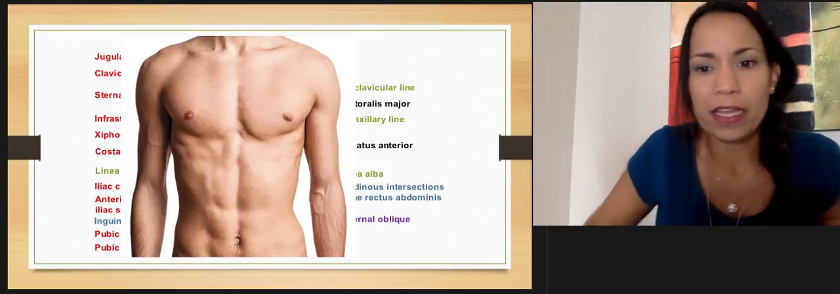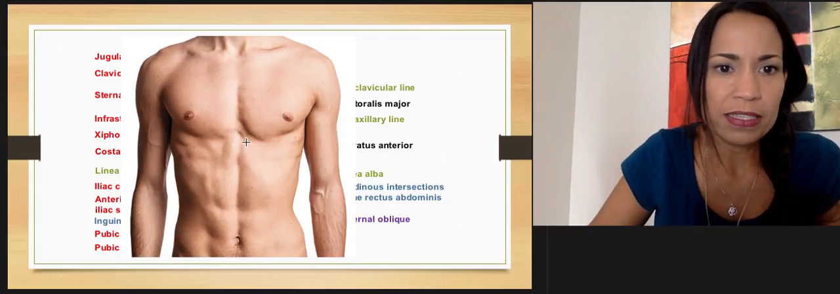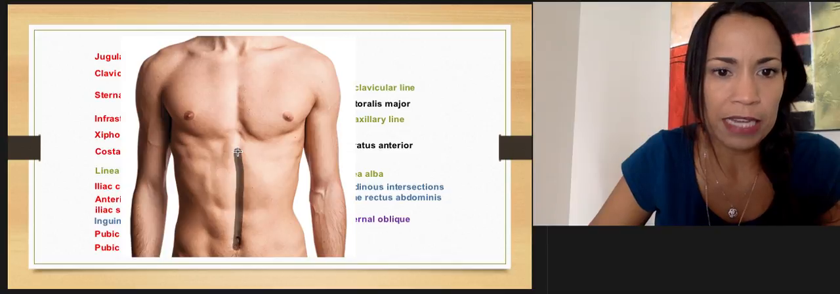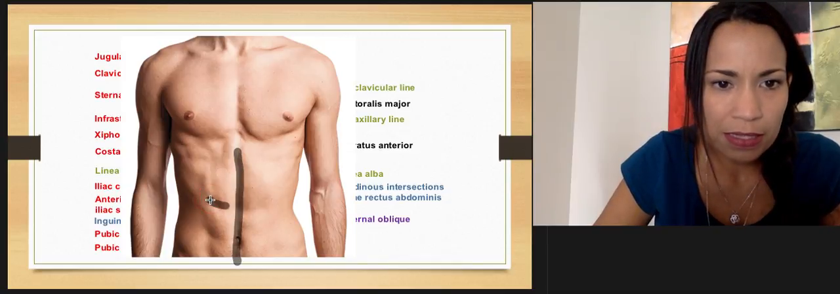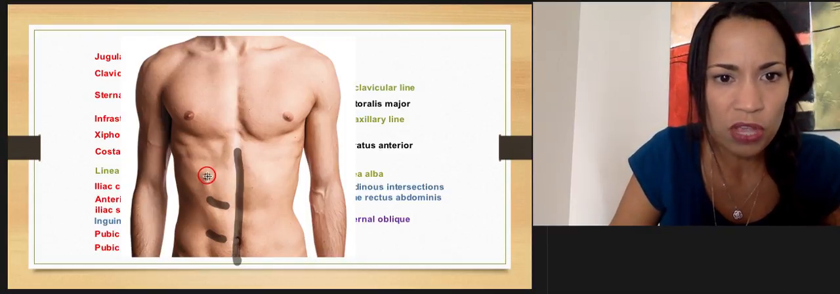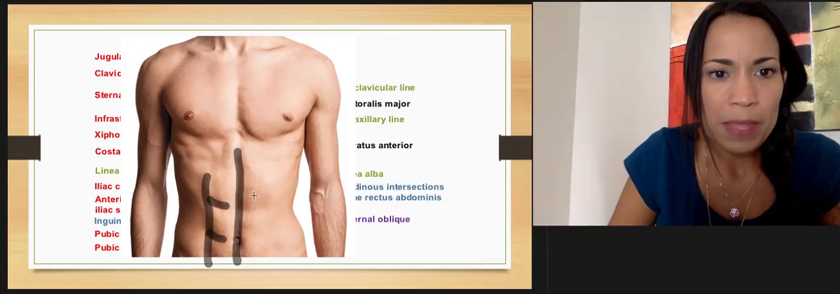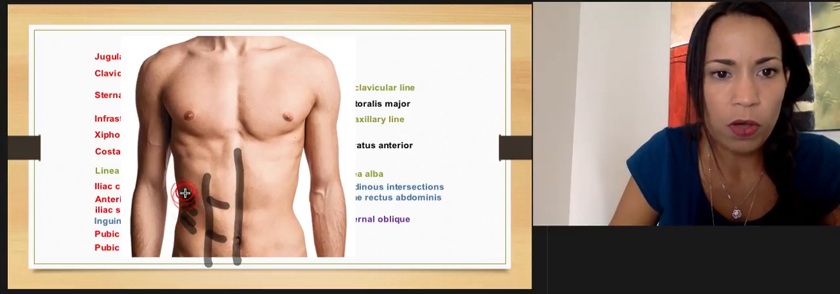Now, in here, same things. We can see this is the linea alba. We can see here some of the intersections, abdominal intersections. This is the linea semilunaris. This is the external oblique muscle, and in here is the rectus abdominis.